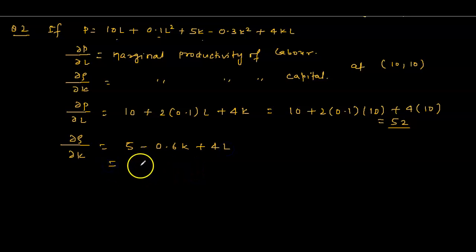So you can put the values here. 5 minus 0.6 times K value is 10 plus 4 into 10. So this is 40 and this one is 6. 40 minus 6 plus 5 comes here, 31.